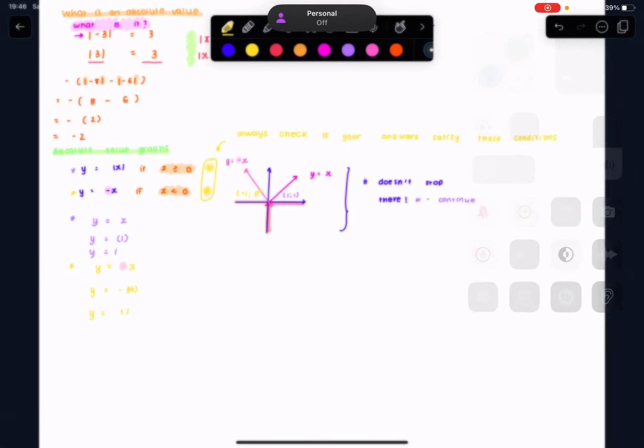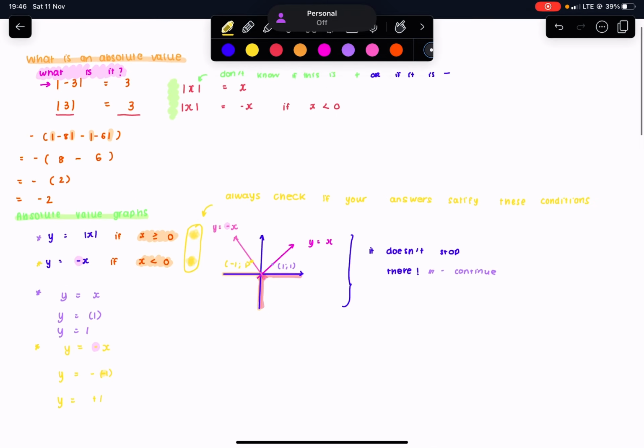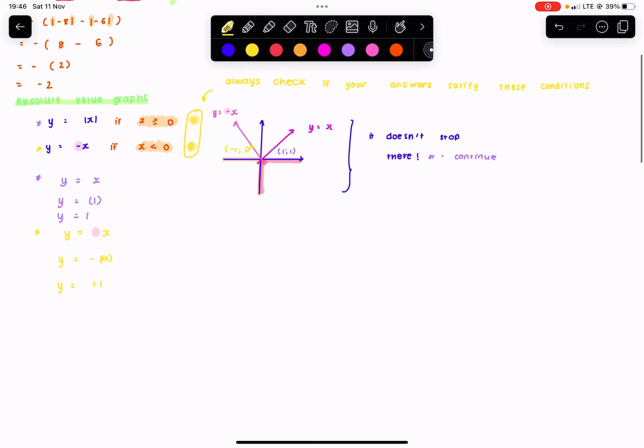Okay, let us continue with our tutorial. So basically, what I've just described to you in the last lesson is that when we're dealing with an absolute value, it has two different kinds of values. It can either be a positive value or it can be a negative value.